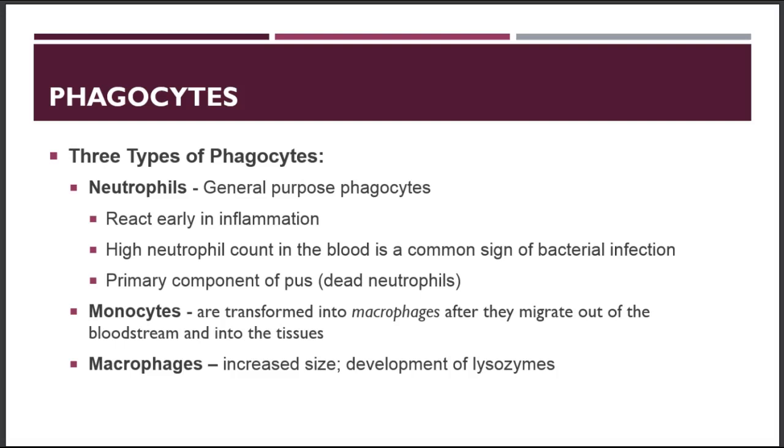Monocytes are transformed into macrophages after they migrate out of the blood and into the tissues. So monocytes are phagocytic cells, and they're going to act in the blood. Once they leave the blood, then they become a macrophage. And as a macrophage, they change a little bit. They become larger. They also develop lysozymes, and those lysozymes are used to break down those structures that they engulf.